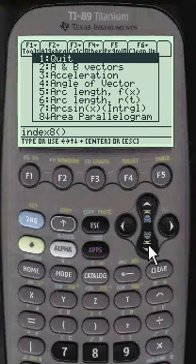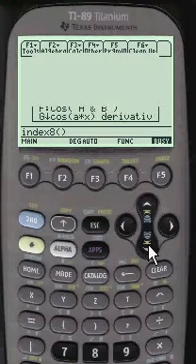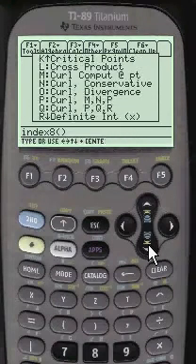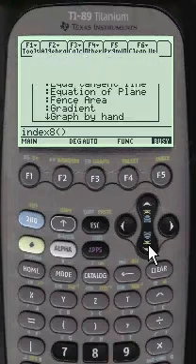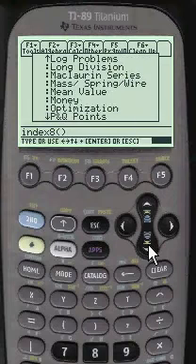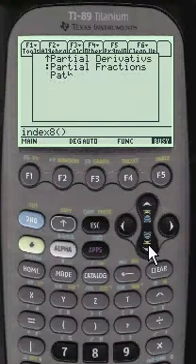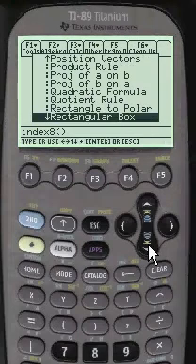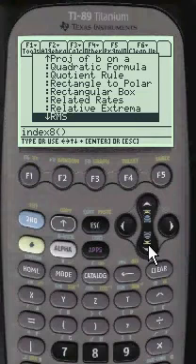We're going to scroll down here to root mean square in my menu, because that's what the problem asks you to find. All these things for calculus are in this menu here.